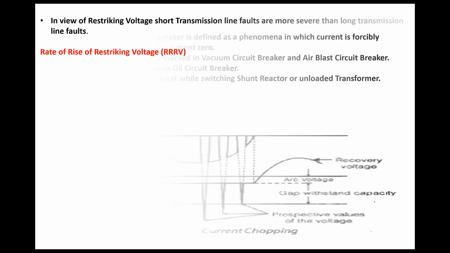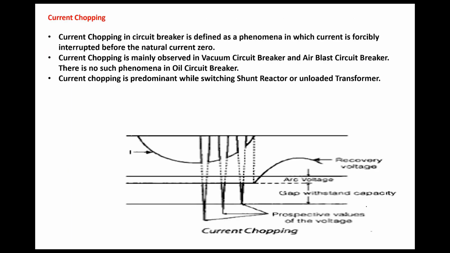The next topic is current chopping. What is current chopping? Current chopping in a circuit breaker is defined as a phenomenon in which the current is forcibly interrupted. That means we are making the fault current forcibly zero before natural current zero.